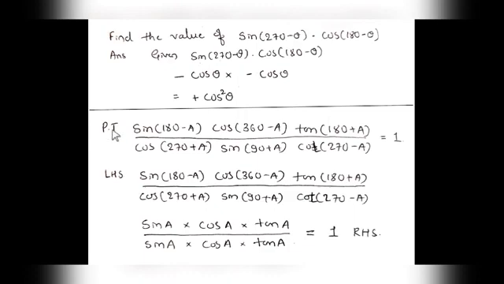Now here they are given, prove that sin 180 minus A, cos 360 minus A, into tan 180 plus A, divided by cos 270 plus A, sin 90 plus A, into cot 270 minus A is equal to 1. Now sin 180 minus A. 180 minus A is in the second quadrant. In the second quadrant, sine is positive. Sine will not change. Therefore, it is sine angle A.